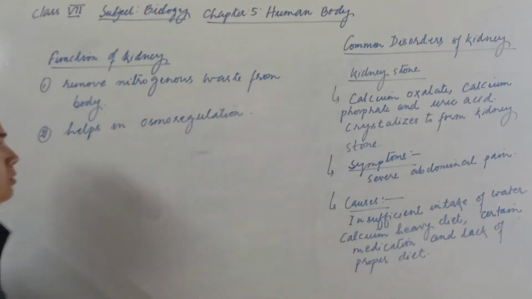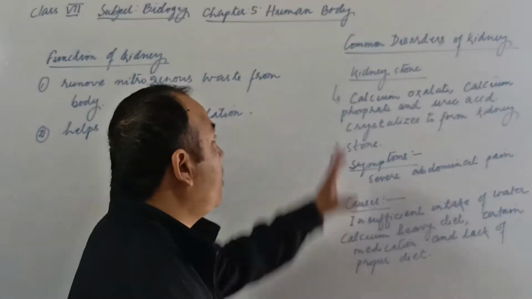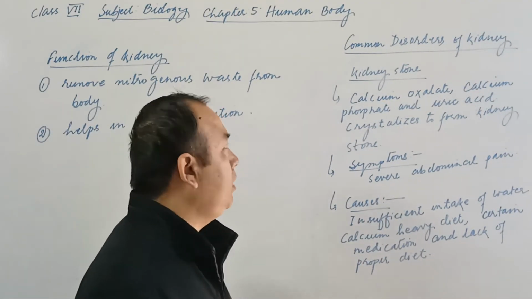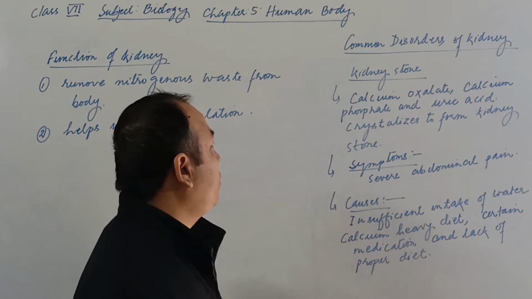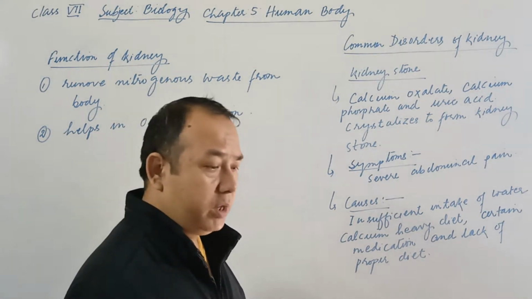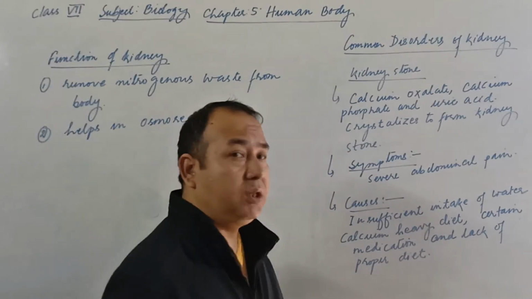Okay, so two functions you will be including. Here now next comes common disorders of kidney. In kidney we usually see two main types of disorders. One is the formation of kidney stone and the other one is UTI, urinary tract infection. First we discuss kidney stone.